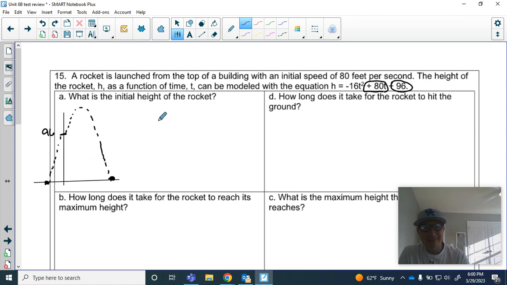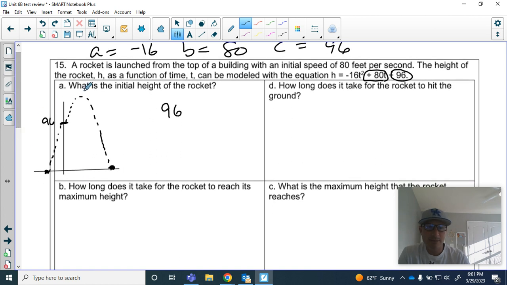The initial height, easy enough. 96, right here. That's the starting height. That's our c value. All right, let's do a little labeling. A, negative 16. B, 80. C, 96. All right. B. How long does it take for the rocket to reach its maximum height?